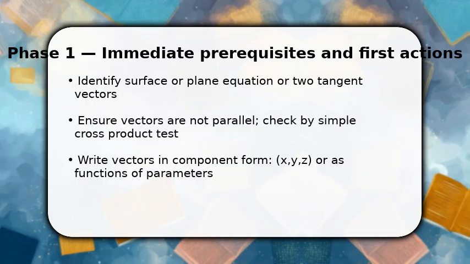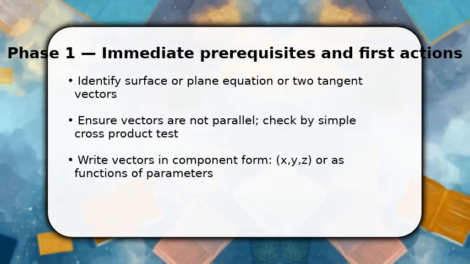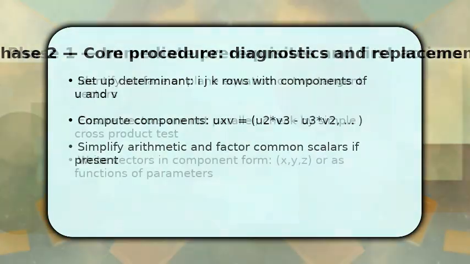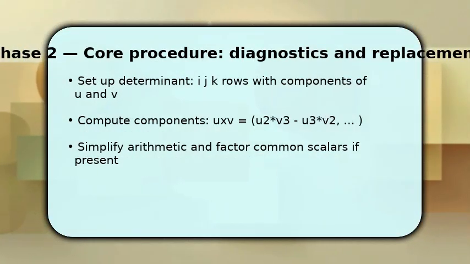Next, align your notation. Label the first vector U and the second V, which simplifies the cross-product step that follows. Now compute U cross V to get the normal. You set up the determinant with unit vectors I, J, K, and the components of U then V.